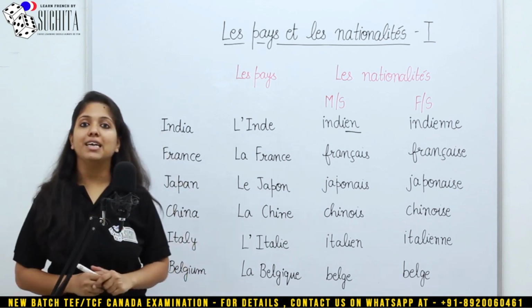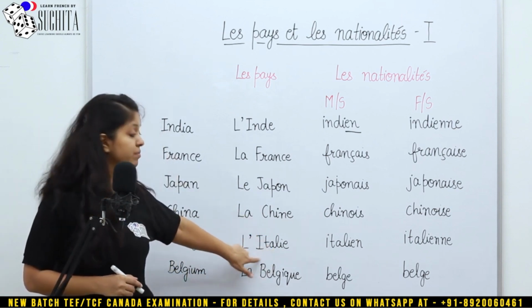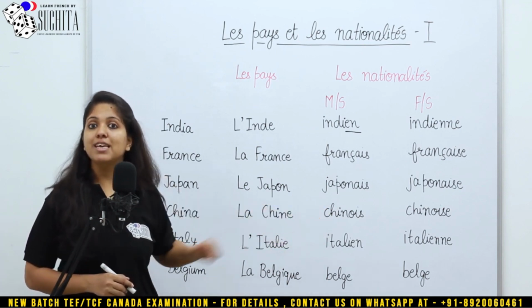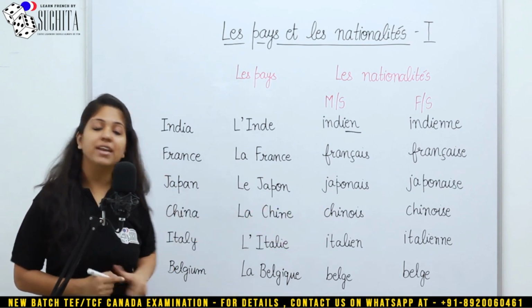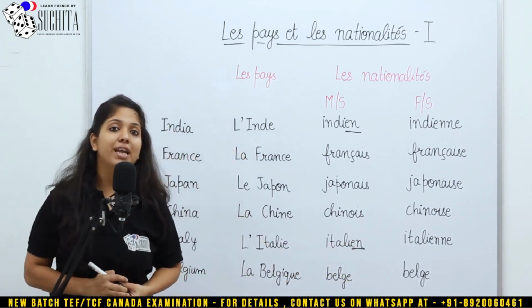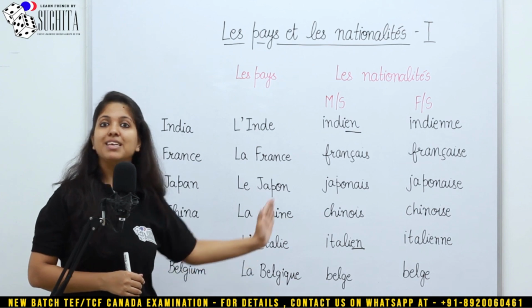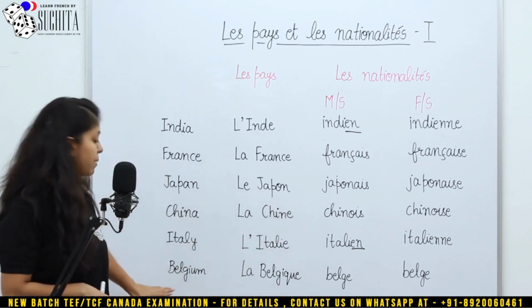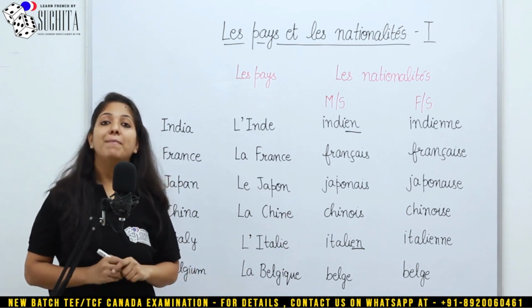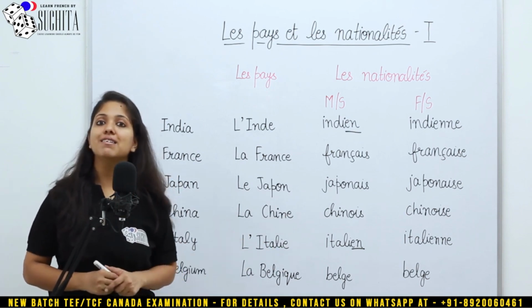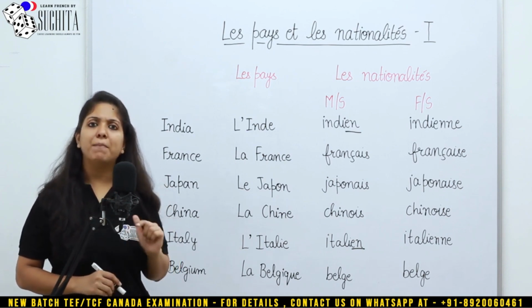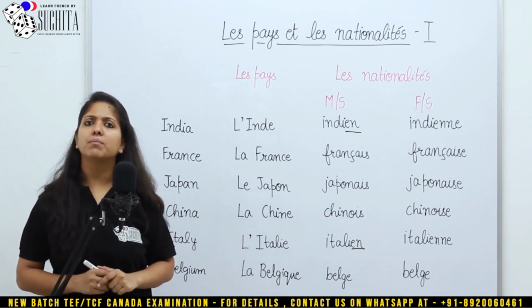Next, Italy. L'Italie, italien, italienne. Now you see italien is ending with EN, so in order to make it feminine, we applied E-double-N-E. So italien, italienne. Now next, Belgium. Belgium is la Belgique. And the nationality is belge. Now you see, belge is already ending with E in the masculine form.